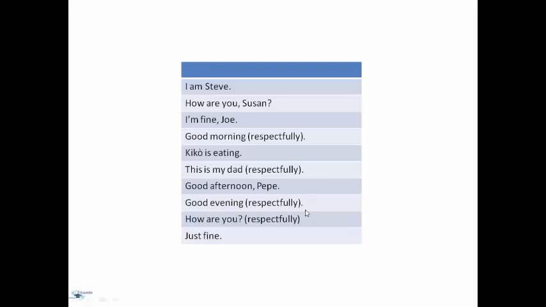How about, good afternoon, Pepe? Very good. That is, magandang hapon, Pepe. How about good evening, respectfully? Very good. Magandang gabi po. Again, po is for respectful terms. How are you? Respectfully, how do you say that? Very good. Kumusta po? How about just fine? Or I'm fine. Very good. Mabuti naman ako.